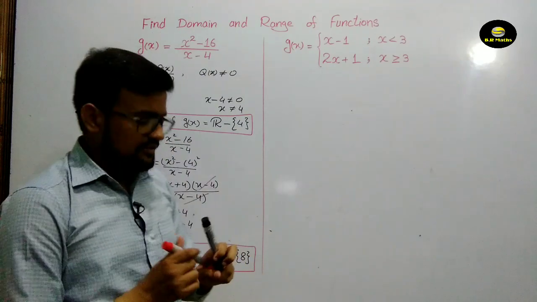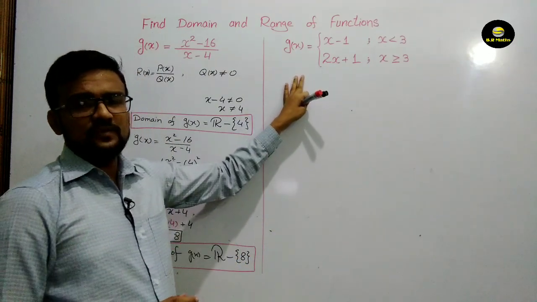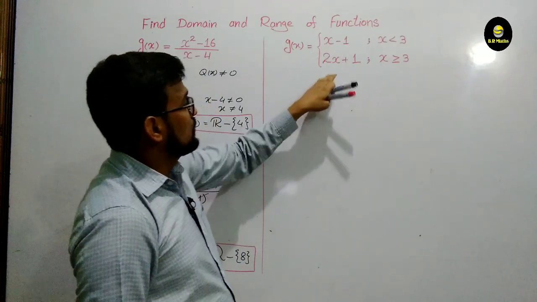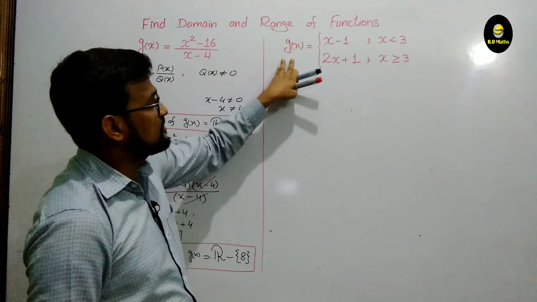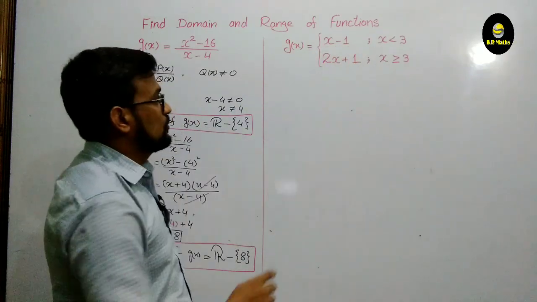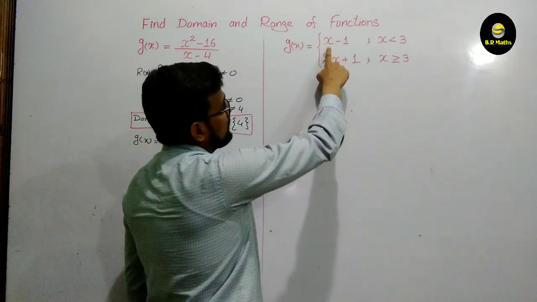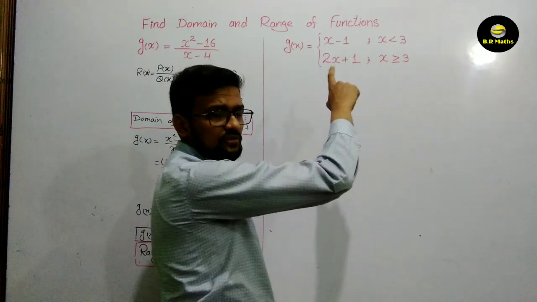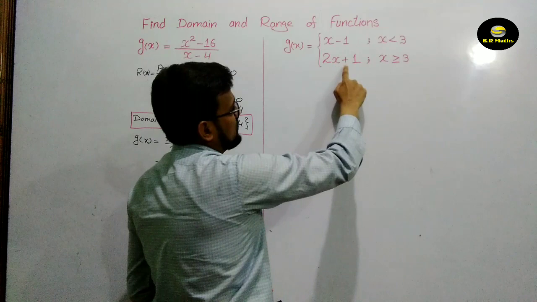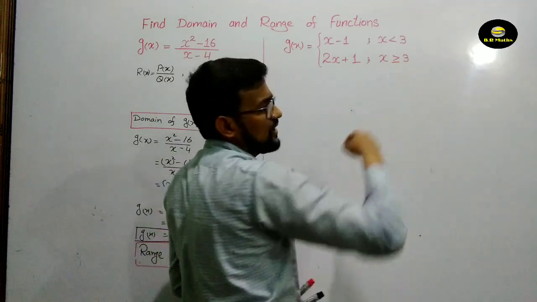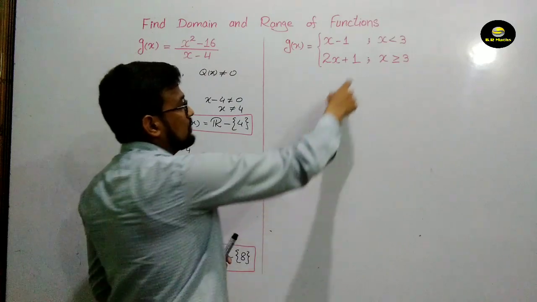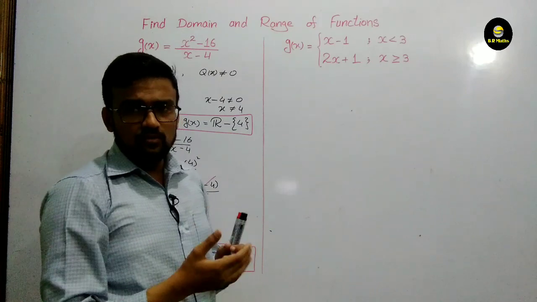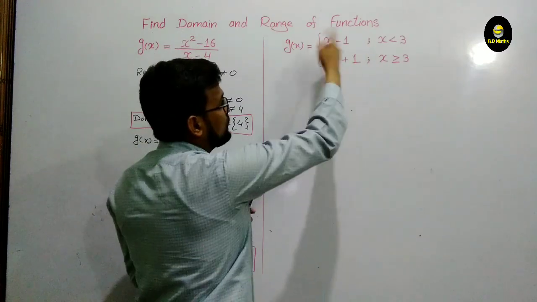Similarly, next, students, this is the second function. This is called a piecewise function. There are two functions, and g of x depends on these two functions. Firstly, the first function is x minus 1 when x is less than 3, and the other one is 2x plus 1 when x is greater than or equal to 3. So check x, the independent variable, meaning the input or domain. Firstly find the domain of the function.